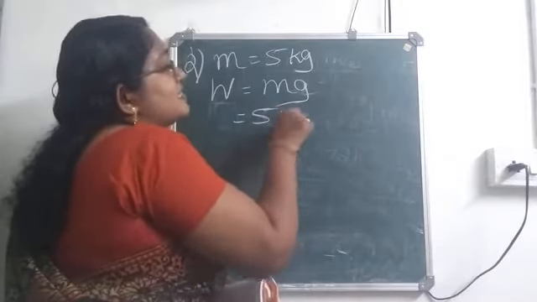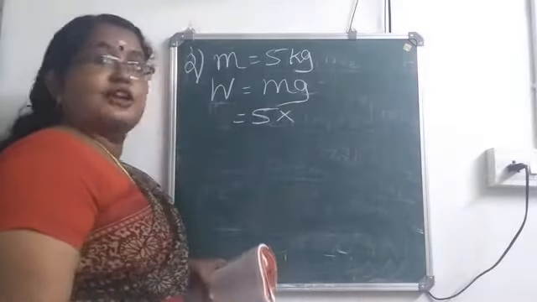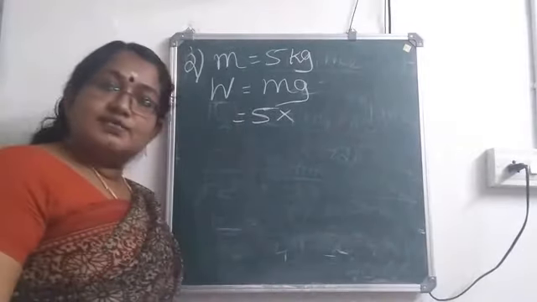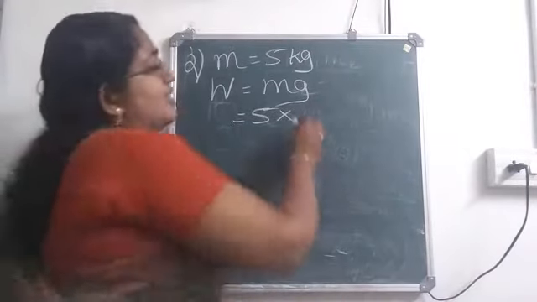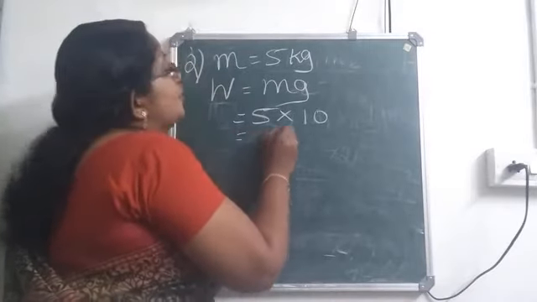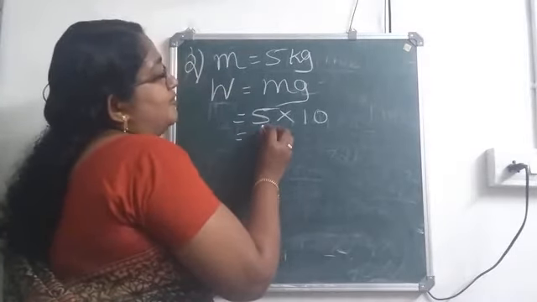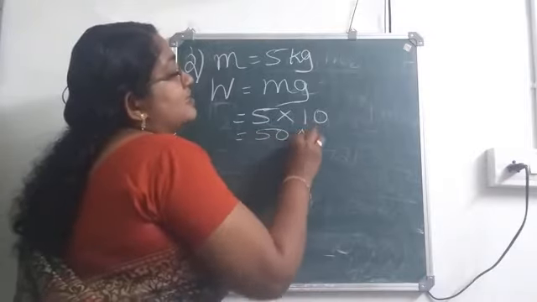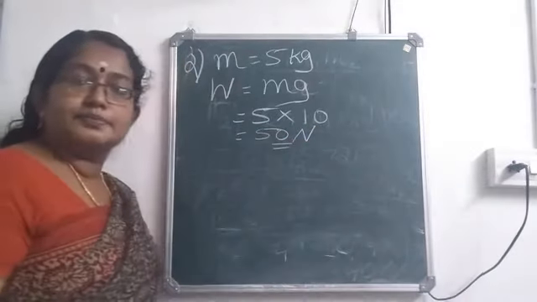Mass is given as 5. They didn't give the value for g. If it is given, you have to take that. Else, to make our calculation simple, you can take it as 10. So 5 into 10. How much is 5 into 10? 50. Since it is weight, Newton.